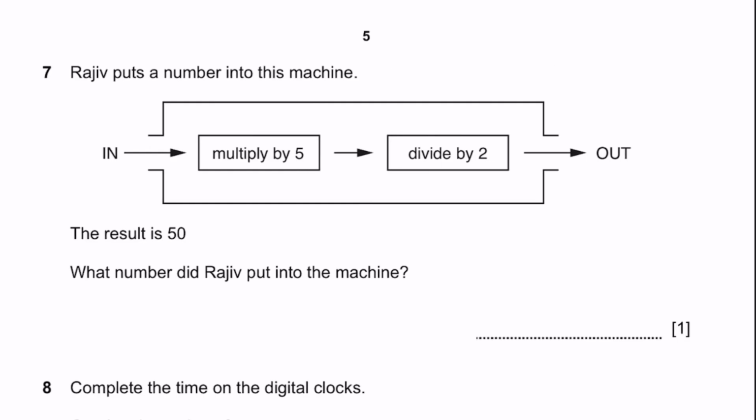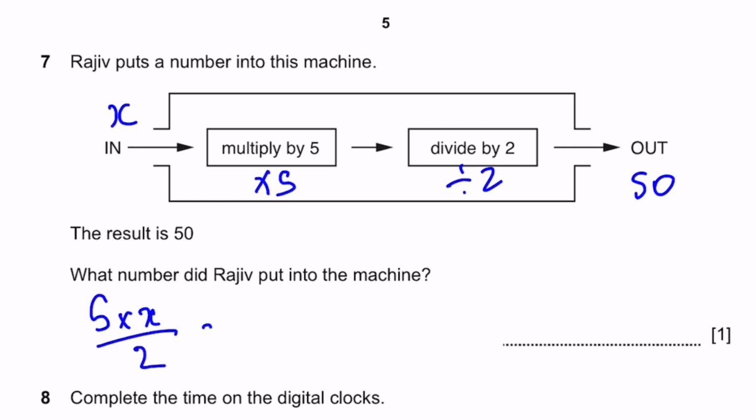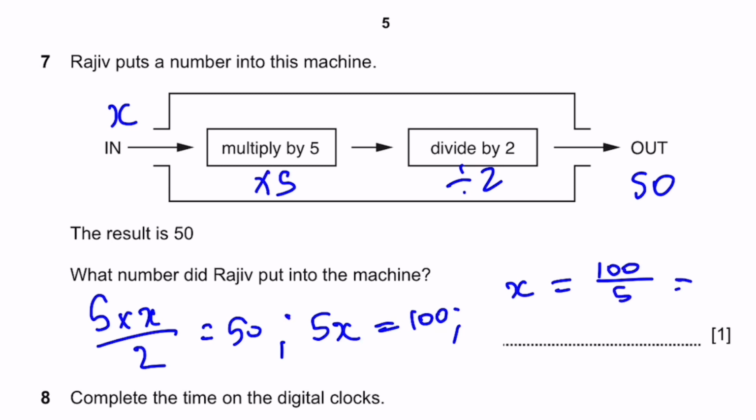Question 7. Rajiv puts a number into this machine. The result is 50 over here. What number did Rajiv put in the machine? So the input, when you multiply by 5 and divide by 2, that'll be 50. That's the output. Now, let's write input as x. 5 times x by 2 is equal to 50. So that means 5x, that means 5 multiplied by x is 100. x is equal to 100 by 5, 20. So the input is 20. That's the answer.